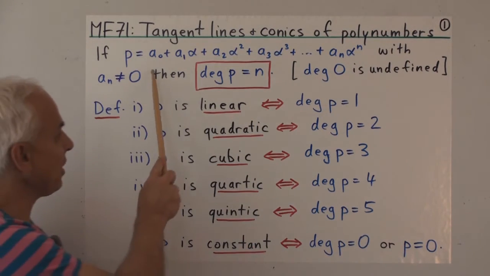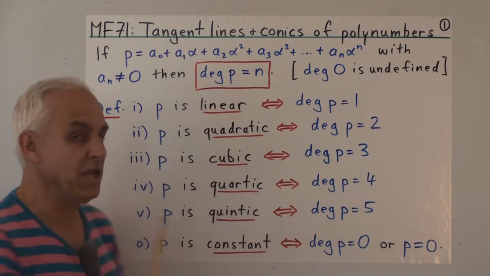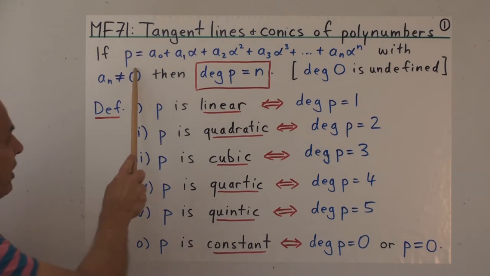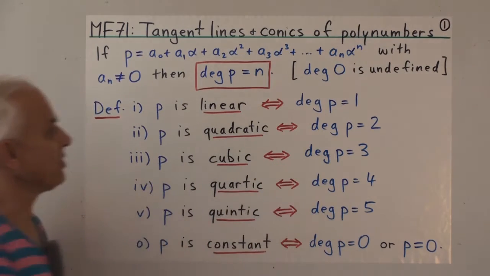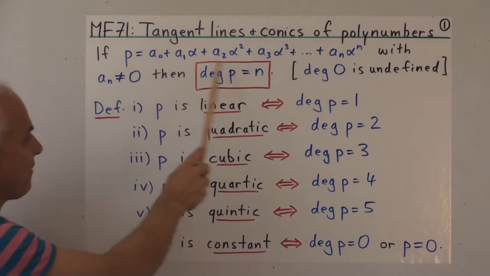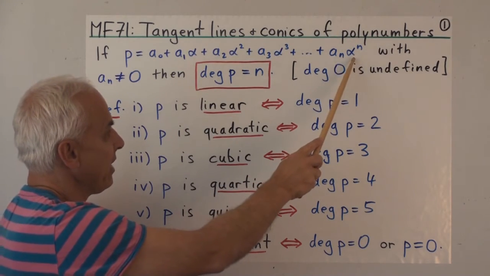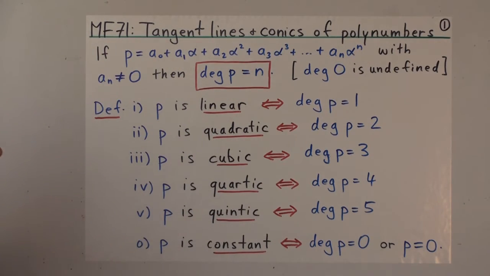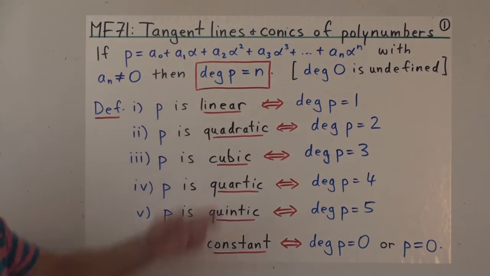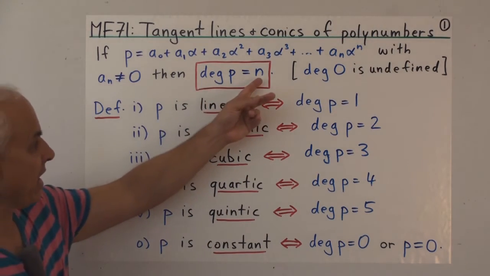So let me remind you about the notion of the degree of a polynomial or a polynumber. Here's a polynumber p in our standard form: a0 plus a1 alpha all the way up to an alpha to the n. And if this top coefficient here is non-zero, then we'll say that the degree of p is n.